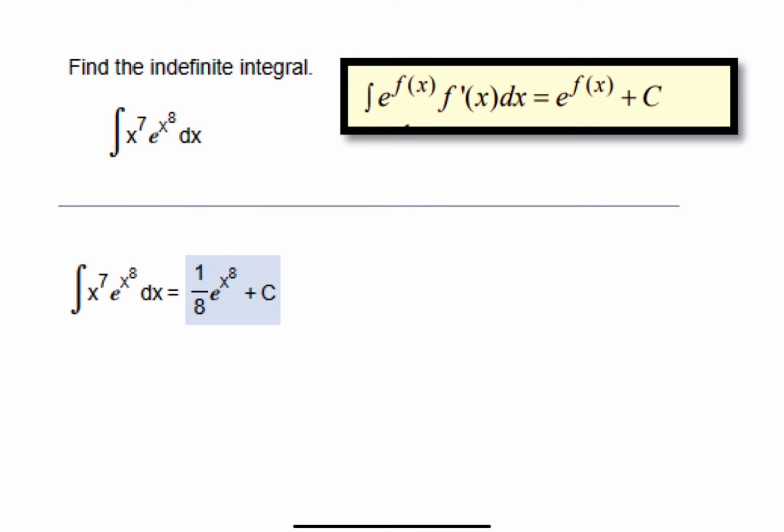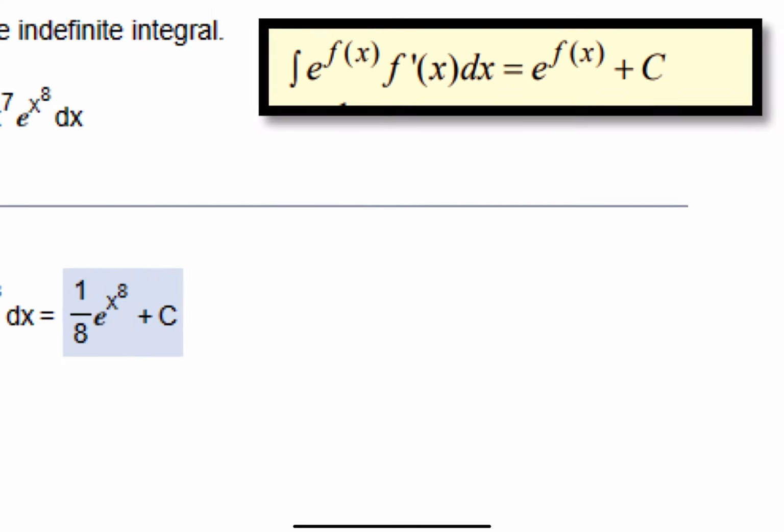Okay, so the first problem is the integral of x to the power 7 times e to the power x to the power 8. Now, the formula that I use is e to the power f of x times the derivative of f of x dx. Now, this could be very confusing, but let's go ahead and take a look. So let me write down my integral: x to the power 7 e to the power x to the power 8 dx.